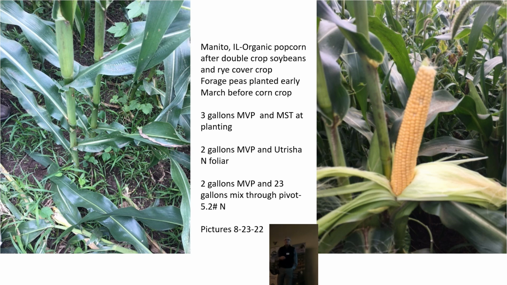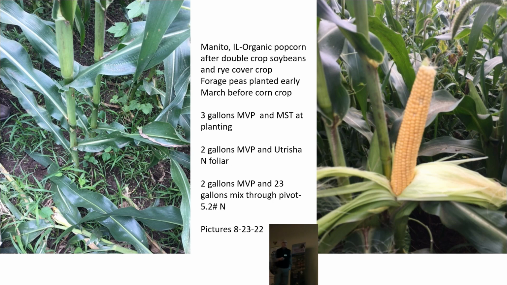He did put on a mix through the pivot that got another 5 pounds of nitrogen and more MVP. So really the total applied nitrogen to the crop was 5.2 pounds. The rest all came from the cover crop and from biology. And this picture's taken August 23rd, and you can see that corn is green as can be, clear to the ground. So he was not lacking nitrogen. So that impressed me that he was able to do that with very little purchased nitrogen.